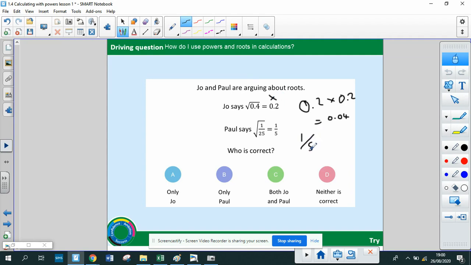1/5 multiplied by 1/5. 1 multiplied by 1 is 1, and 5 multiplied by 5 is 25. So therefore the square root of 1 over 25 is 1/5. So Paul is correct and Joe is incorrect.